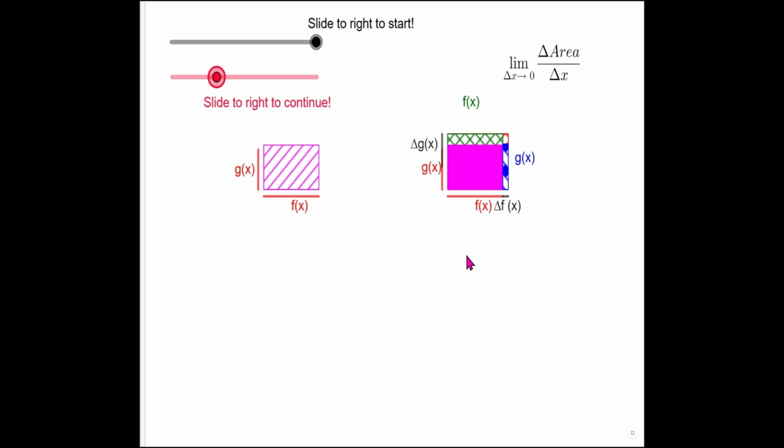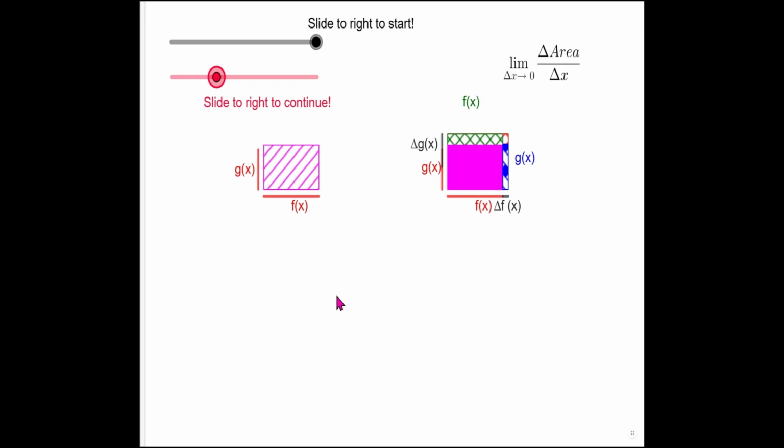The new rectangle can be divided into 4 smaller rectangles. For simplicity, assume that both delta f and delta g are positive. If either one is negative, the same reasoning applies, except that the corresponding area is subtracted rather than added.